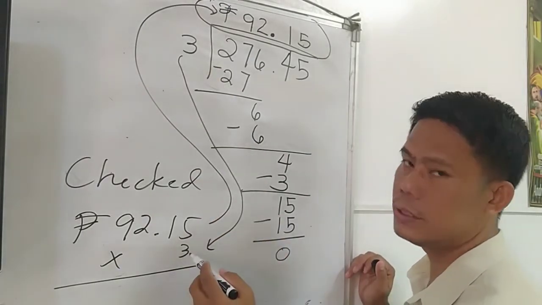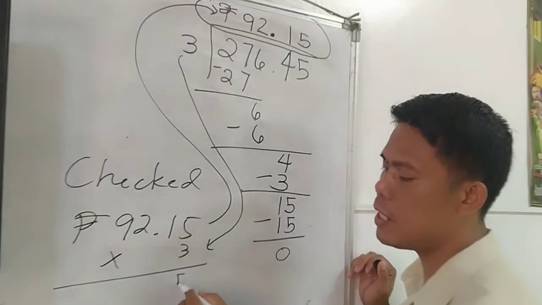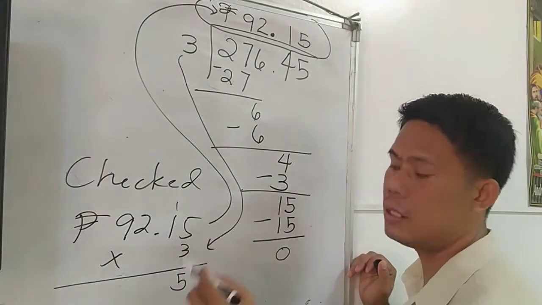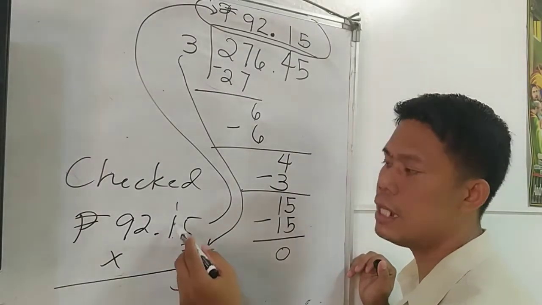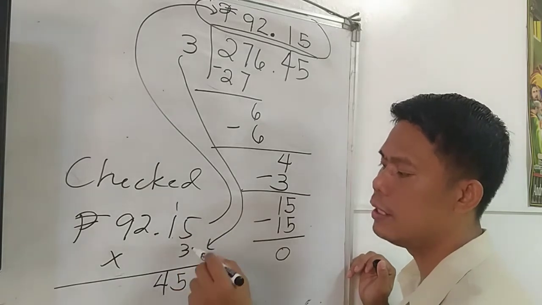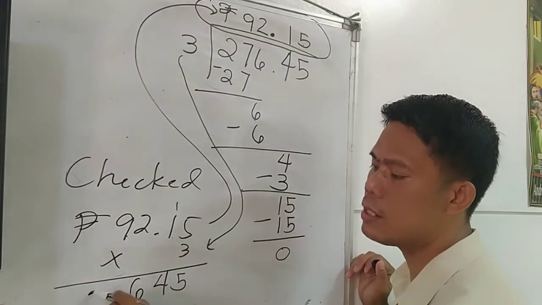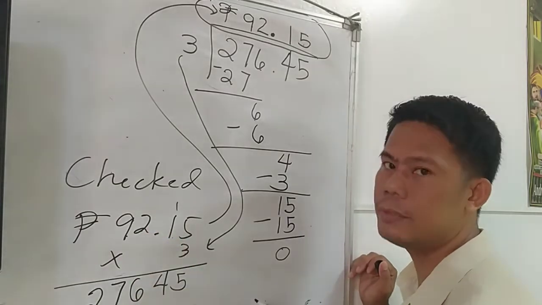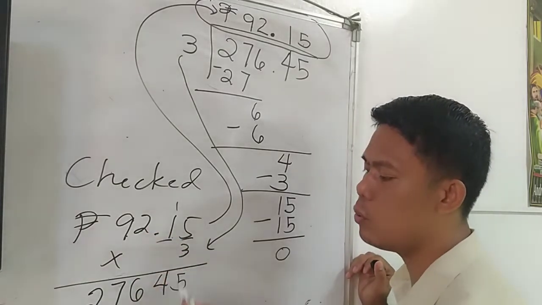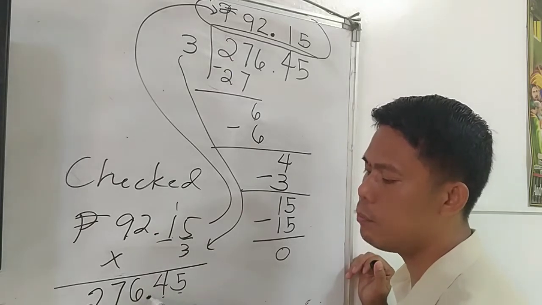Okay, now, 3 times 5 equals 15. Bring down 5, carry up 1. 3 times 1 equals 3 plus 1 equals 4. Then 3 times 2 equals 6. 3 times 9 equals 27. Then count the number of decimal places. We have 1, 2. 1, 2. So the decimal points here.